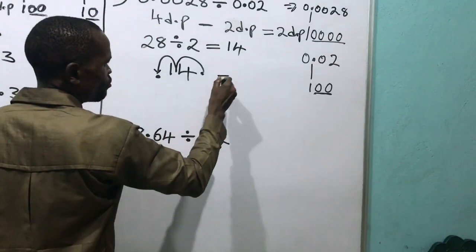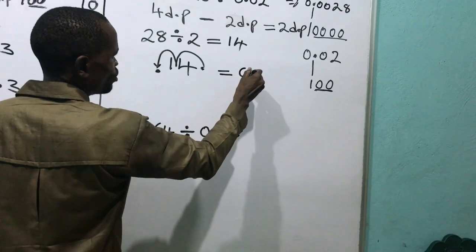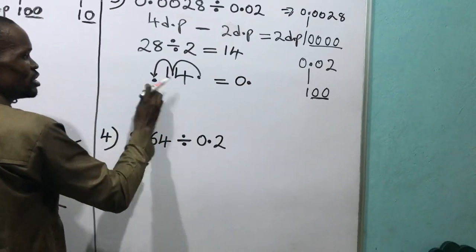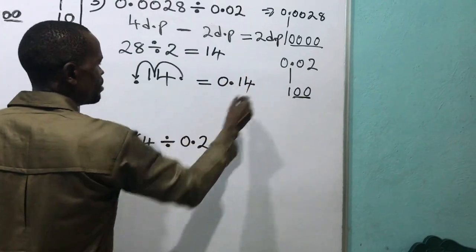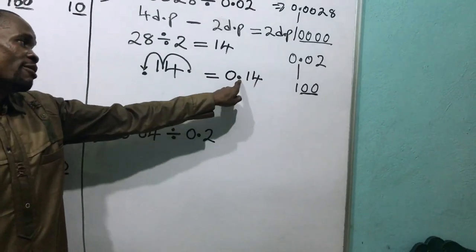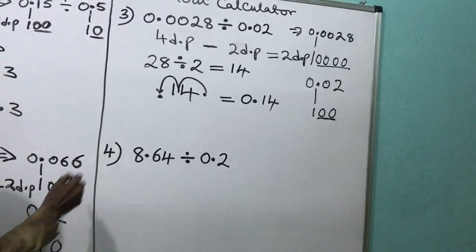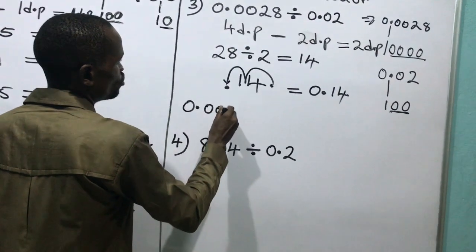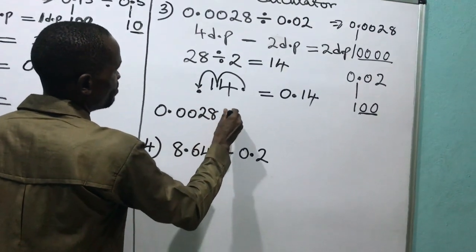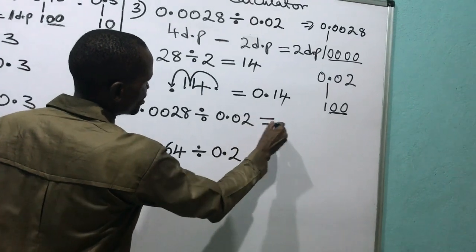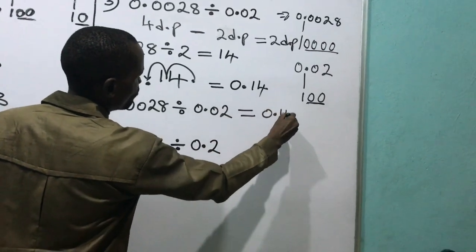I'm going to have 0, which is a placeholder for the dots, and I have 14. Remember that this 0 is a placeholder, which notifies me of the dots. Then I have this to say that 0.0028 divided by 0.02, the answer is 0.14.